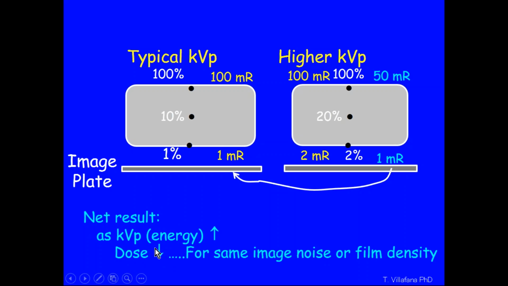Dose goes down. One of the ways that we can reduce dose to a patient is by going up in kVp. Going up in kVp, again I repeat, increases penetration, transmission, more radiation at the image plate, less radiation incident on the patient. Okay? So that we have those two possibilities. And I'll give you another visualization of what we're talking about.